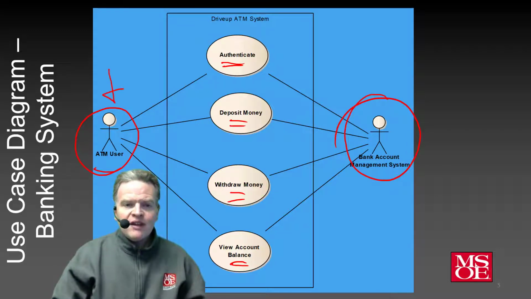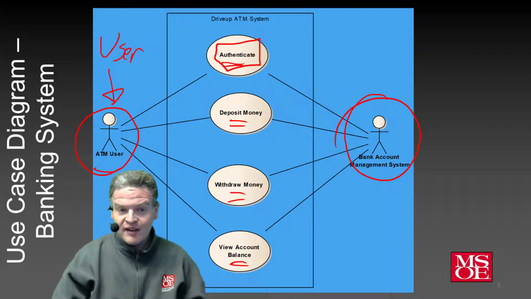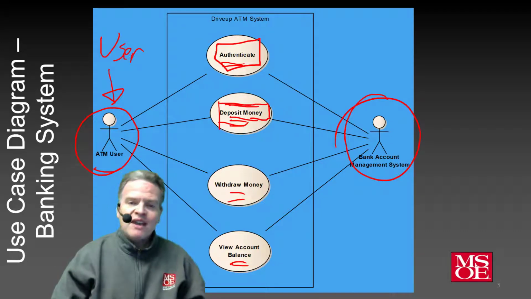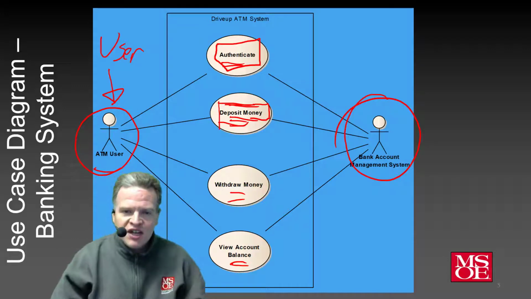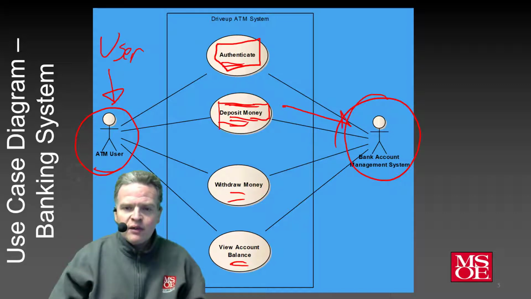Typically what we will have is, over here on the left, our user. So the ATM user would like to authenticate. There are certain steps that will go on within this use case in order for this ATM user to authenticate. Once the user has authenticated, if they would like to deposit money, they will go through another set of steps, indicating how much they would like to deposit, which account they would like to deposit into, and so forth. These, again, will be interacting with the bank account management system over on the right.